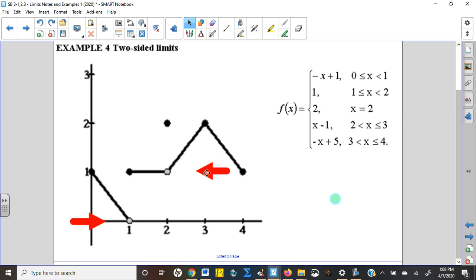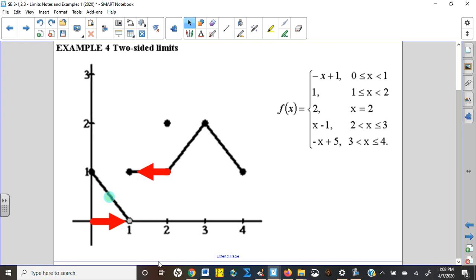Now, everywhere else in between, I have a two-sided limit. As I approach 1/2, my limit would be, it looks like this height because they agree, right? Now the right-hand limit as I approach 1 looks like it's a height of 1. The left-hand limit as I approach 1 looks like it's a height of 0. That's a problem, isn't it?